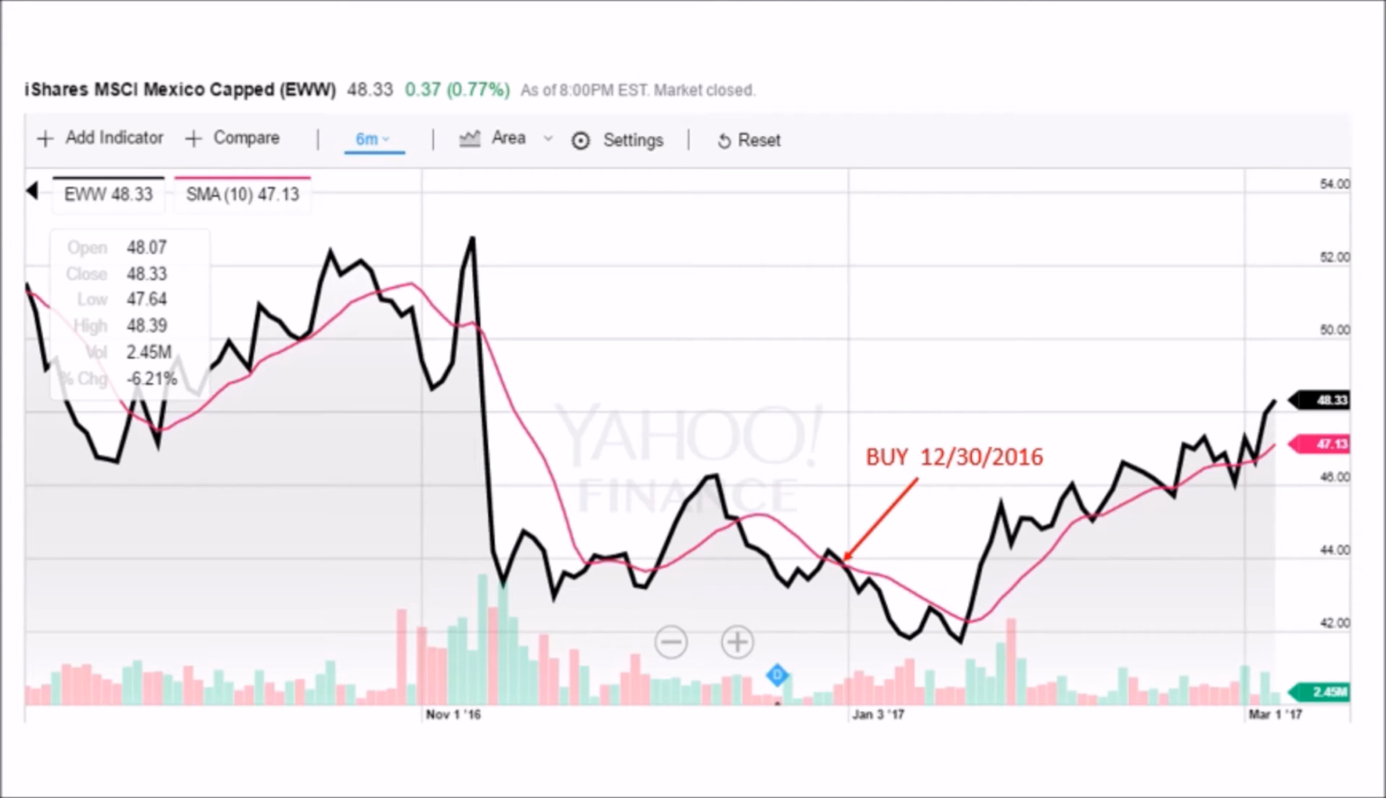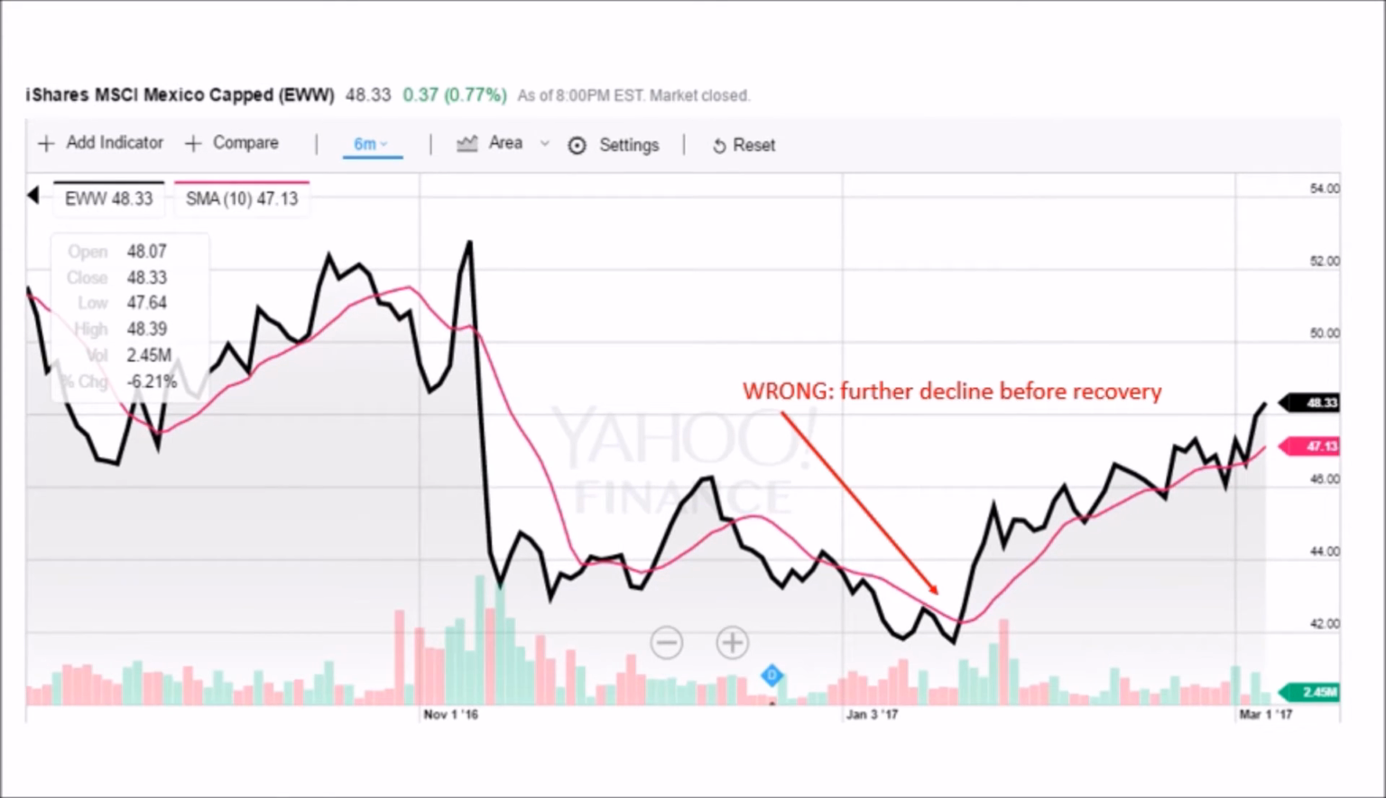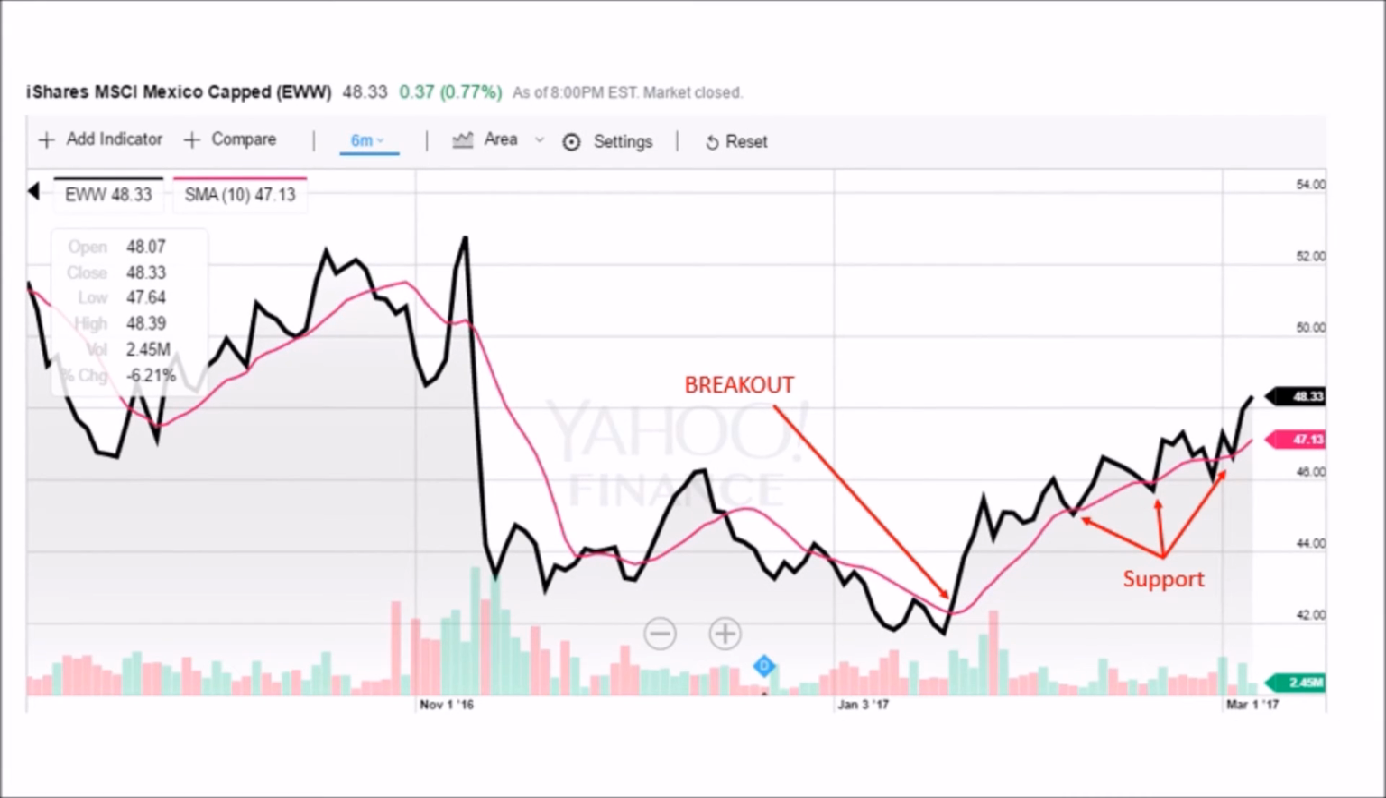I bought in at the end of the year, and it was right as I was anticipating that the price would bounce off of the 10-day moving average. You can see that it didn't do that. The price actually broke through that 10-day moving average. It didn't get support there, and for the next few days or a week or so, it continued to fall further. But then it did turn around. The price broke out hard above the 10-day moving average, and then you can see as we moved into late January and into February, the 10-day average started to act as support for the price.